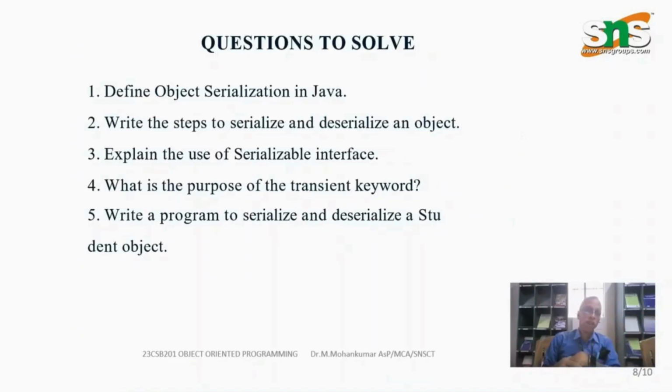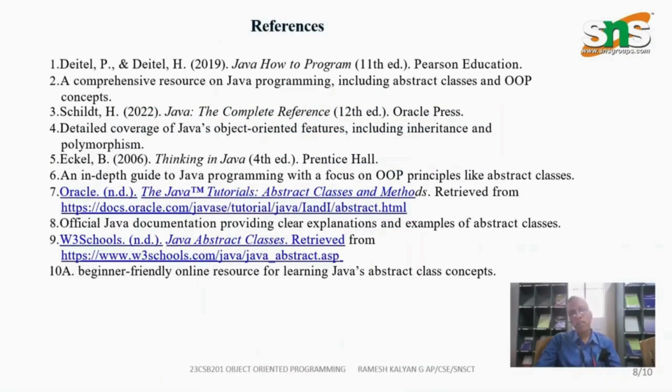These are five questions for a quick review. Define object serialization in Java. Write the steps to serialize and deserialize an object. Explain the use of the Serializable interface. What is the purpose of the transient keyword? I am not covering the transient keyword here, but you have to go through it. Write a program to serialize and deserialize a Student object. It is a small program you have to write. These are all our references. Thank you.